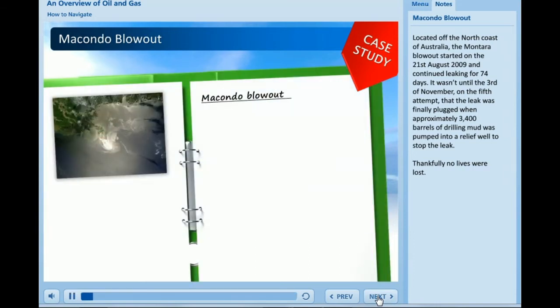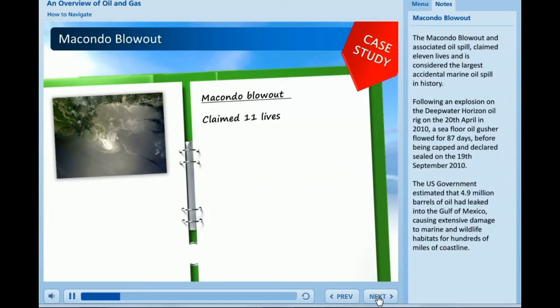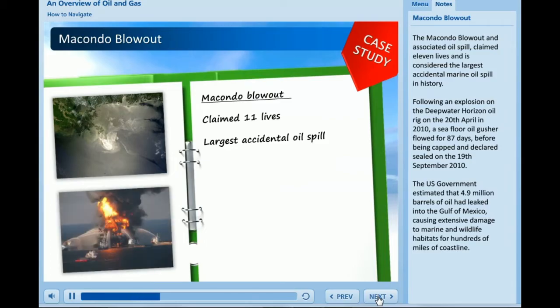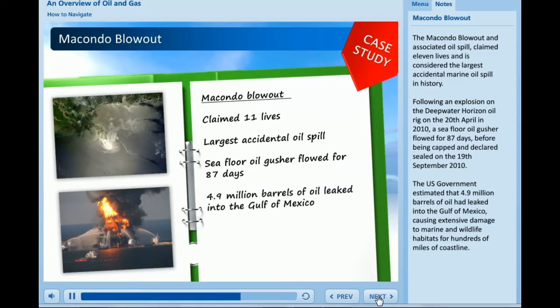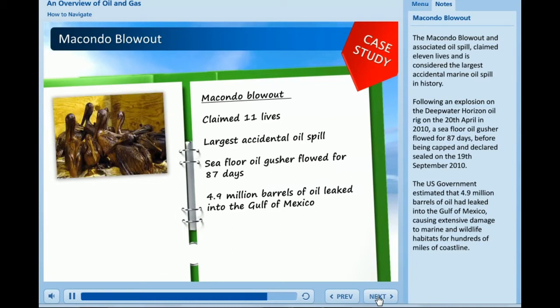The Macondo blowout and its associated oil spill claimed 11 lives and is considered the largest accidental marine oil spill in history. Following an explosion on the Deepwater Horizon oil rig on the 20th of April 2010, a seafloor oil gusher flowed for 87 days before being capped and declared sealed on the 19th of September 2010. The US government estimated that 4.9 million barrels of oil had leaked into the Gulf of Mexico, causing extensive damage to marine and wildlife habitats for hundreds of miles of coastline.